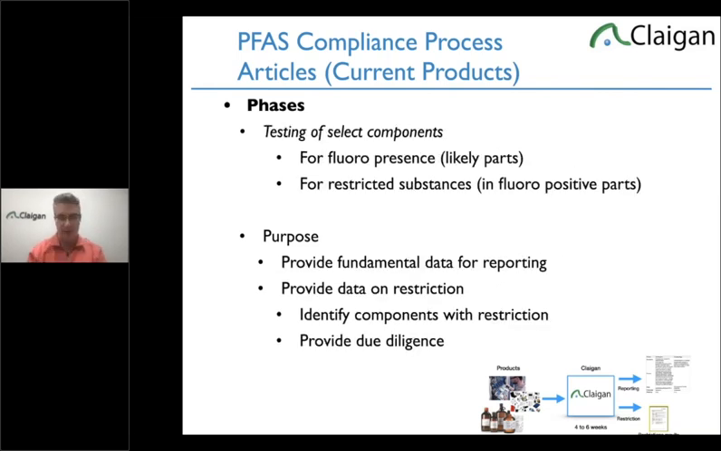Then we test select components. We can test the full products, and there are times, especially when you do another compliance, that makes a lot of sense, and it is more comprehensive. But realistically, when we're just looking at reporting and restriction, we're saying, hey, we know these parts have fluoros. We're not even going to bother screening them. These ones are potential fluoros. Let's just screen quickly for fluorine under WD-XRF, and then that gives us all the reporting data we need, other than converting it into the actual chemicals.